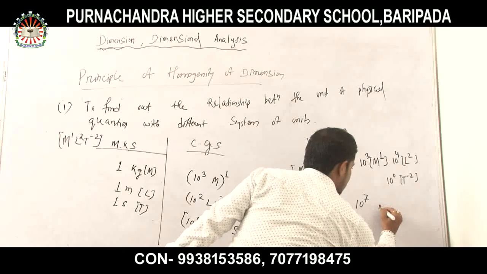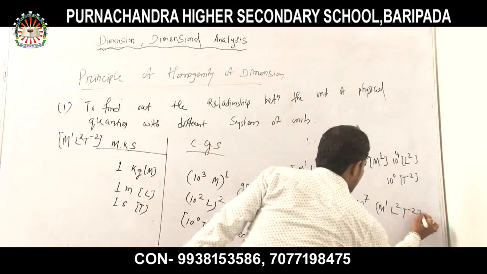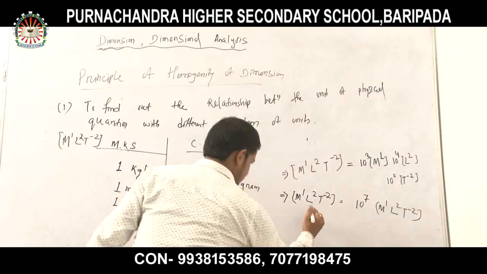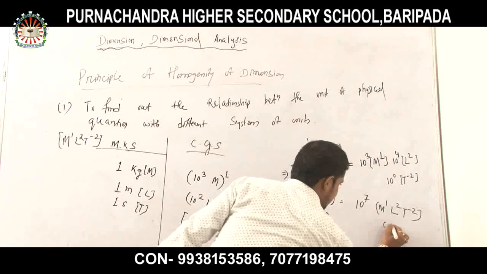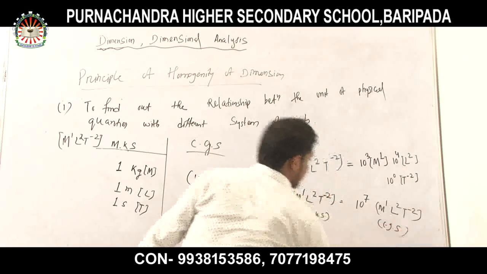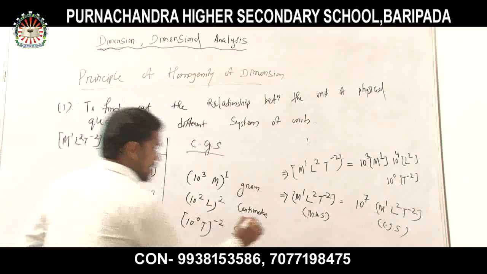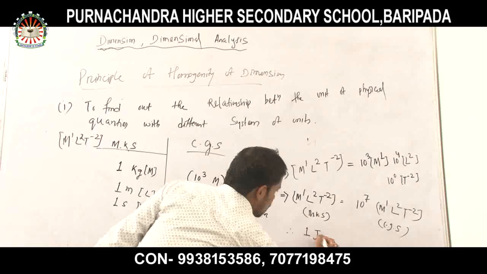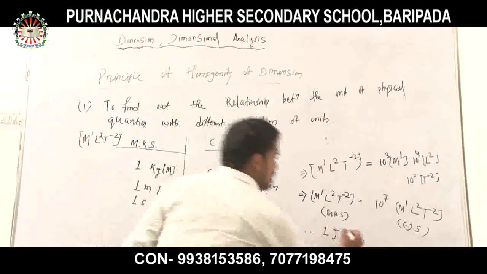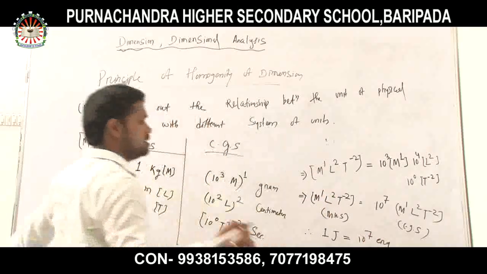And let us accumulate this one, M1 L2 T to the power minus 2. So this is in MKS, this is in CGS. Very simple, converted. Now what I can write here? Simply obtain 1 joule in MKS is equal to 10 to the power 7 in CGS.